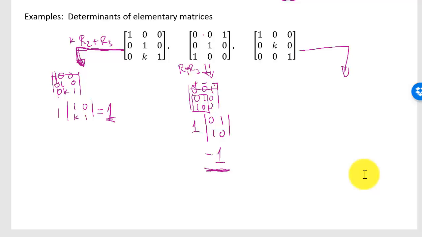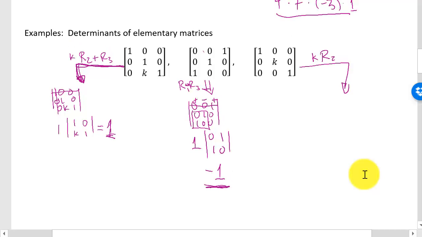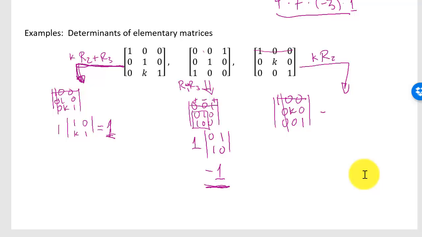Okay, let's do one more. In this case, we took a row and then we multiplied it by a constant. And so that's another elementary row operation. So again, we can expand on anything we want. There's a lot of zeros, so let's expand on the first row. We got 1, 0, 0, 0, k, 0, 0, 0, 1. And the determinant of that expanding on the first row is going to be 1 times the determinant of k, 0, 0, 1. And that's just equal to k.